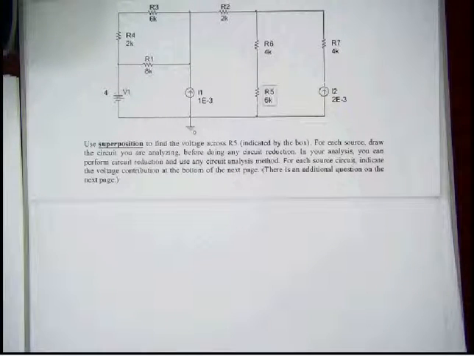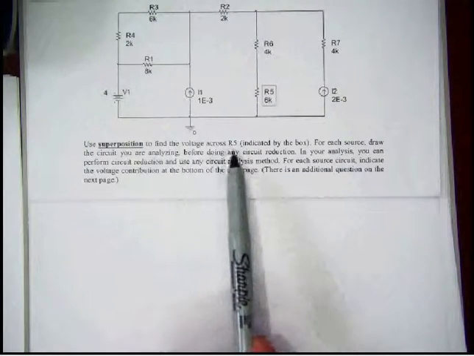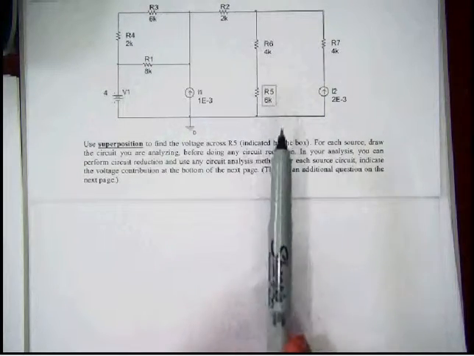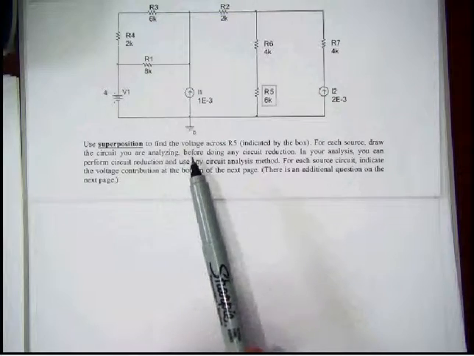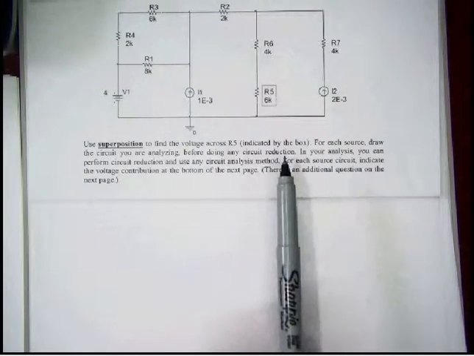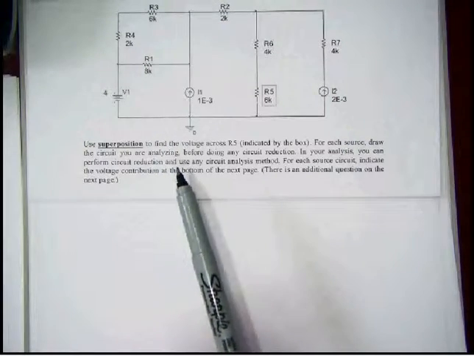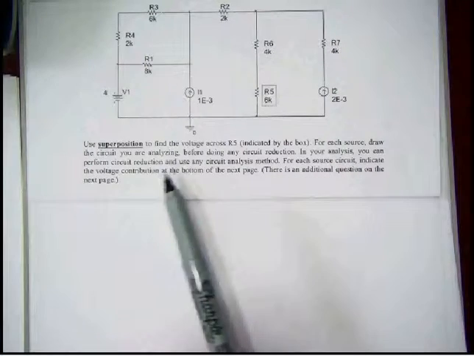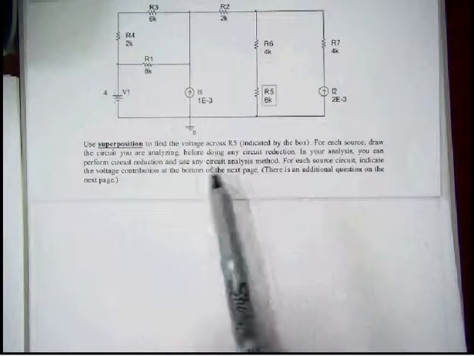This question is asking us to use superposition to find the voltage across R5 right here, which is a 6K ohm resistor. For each source, draw the circuit you're analyzing before doing any circuit reduction. In your analysis, you can perform circuit reduction and use any circuit analysis method for each circuit source. Indicate the voltage contribution at the bottom of the next page.